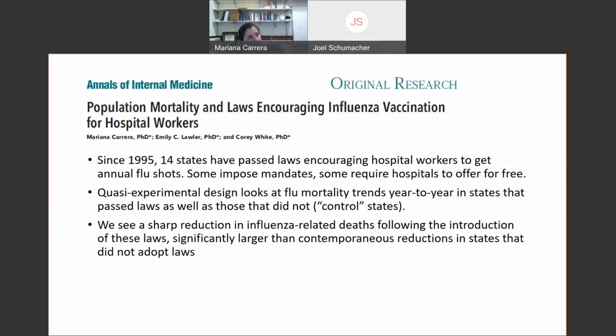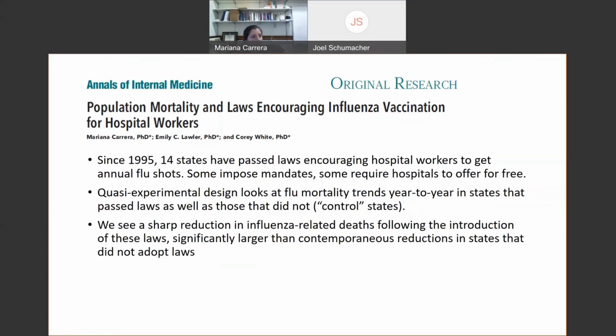I worked with Corey White and with Emily Lawler on a separate paper where we look across states and we focus on estimating the effect of state laws that required hospital workers to get annual flu shots. There's been a growing trend in the past 20, 25 years. More and more states have passed these laws, and many hospital systems have their own requirements, but we focus on state laws for this paper.